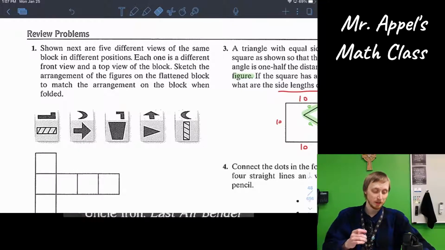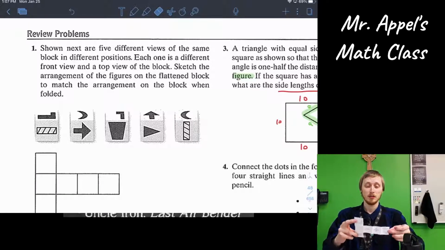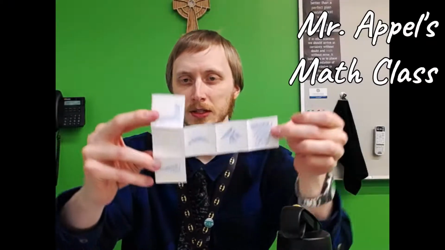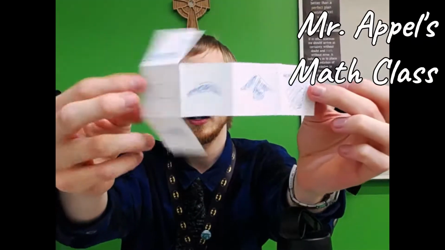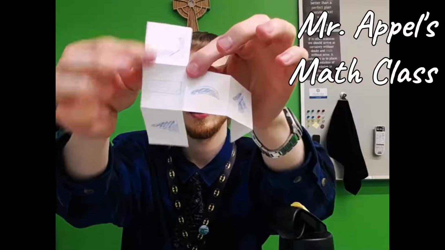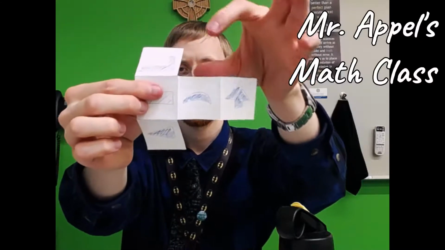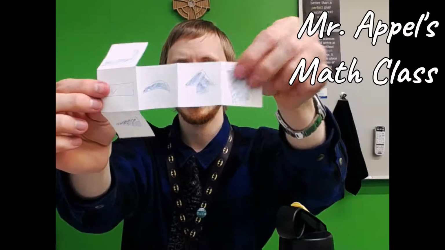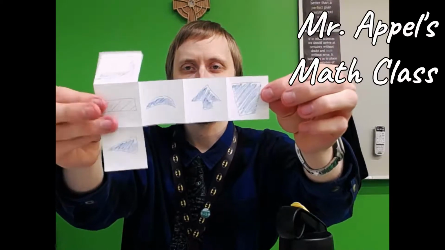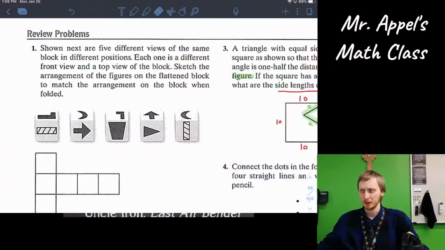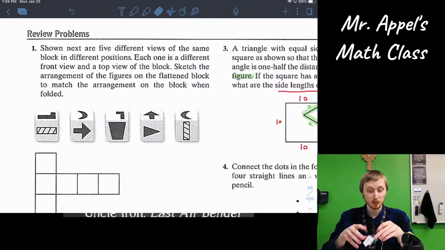Okay, but final answer is right here. Let me go full camera so you can see that. Okay, so L up top. And stripes, and then triangle pointing to the left. Crescent moon, open down, arrow pointing up, trapezoid pointing downward. All right, so come back to that video to check your work when you're done. There's the final answer for that.